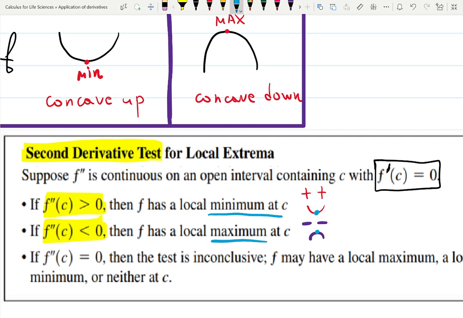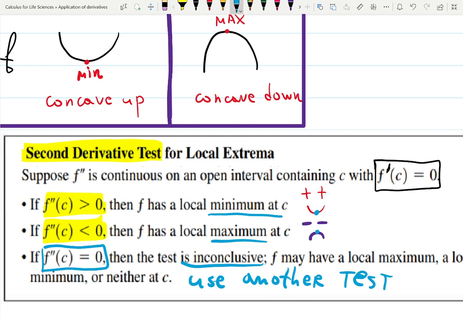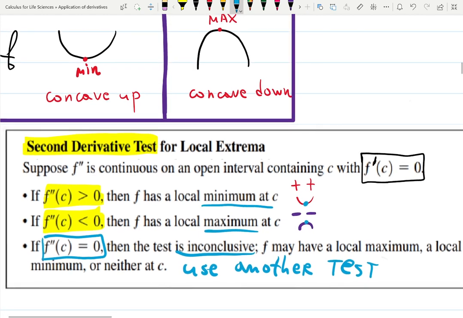If the second derivative is zero, the test did not work and we have to use another test. That's what we call inconclusive. The test is inconclusive, use another test. And that's what scientists do. We have lots of different tests, and we cannot claim it's a maximum or minimum. It just did not work.